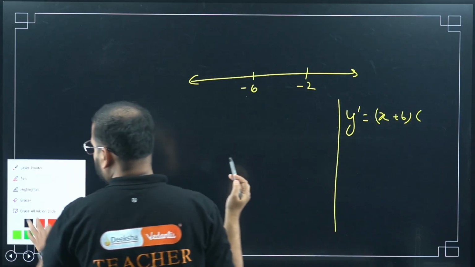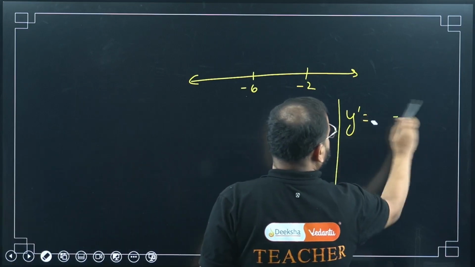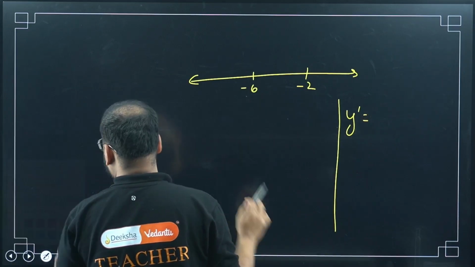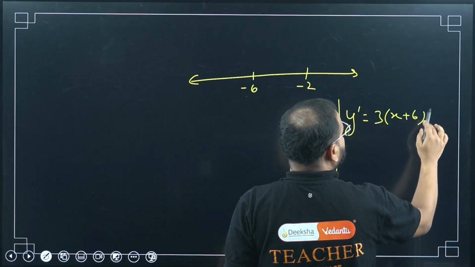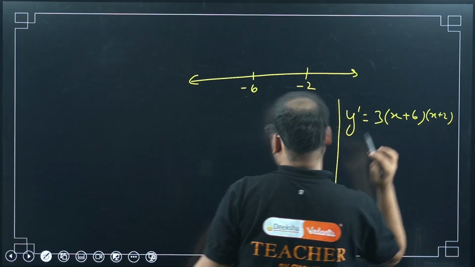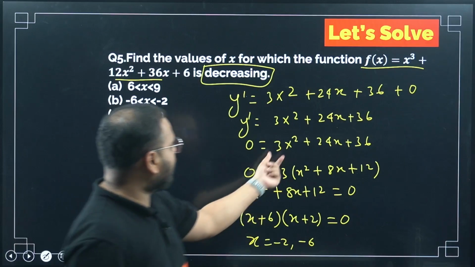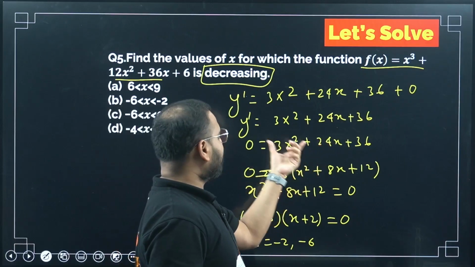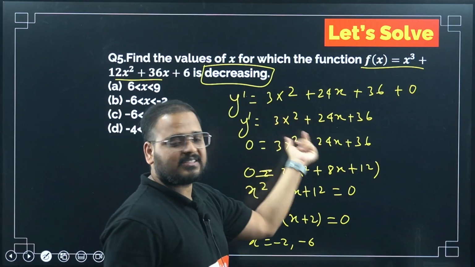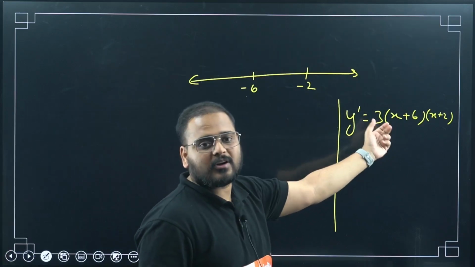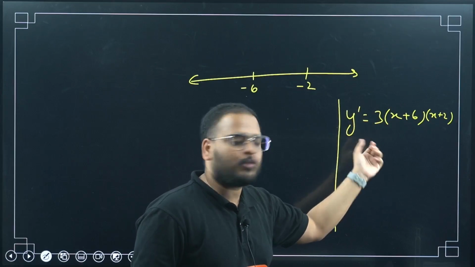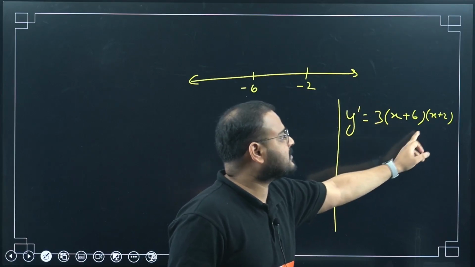Just give me one more second, okay? If I want to write the entire thing in factorized form, 3 times x plus 6, x plus 2. If I take this 3 common and factorize it over here, I'll get the same factors, okay? I'm just taking 3 outside. I'm not dividing on the other side. When I took it as 0, I kept 3 as it is. So 3 times x plus 6, x plus 2.